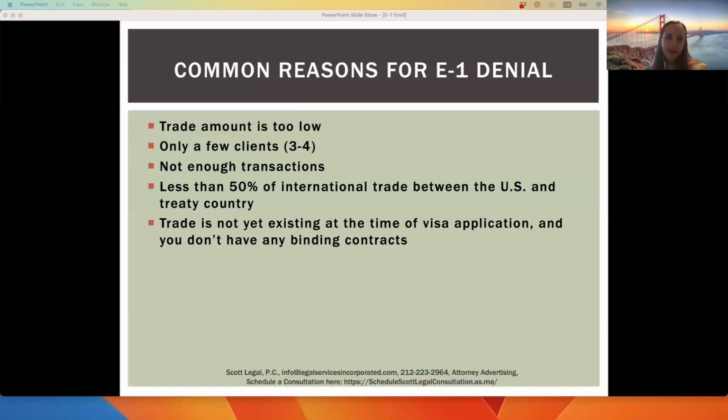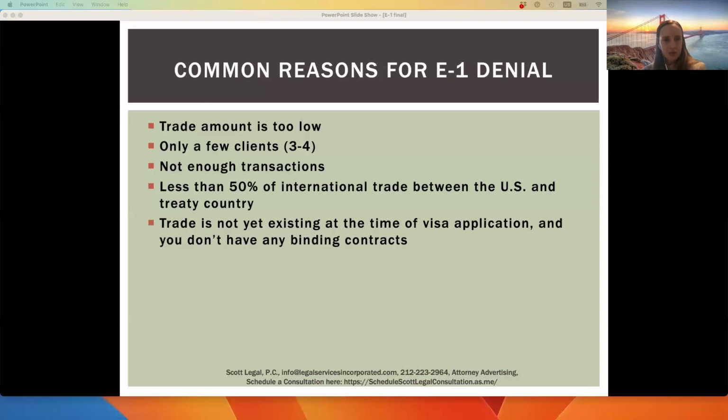And as I mentioned, if you are applying for an E-1 visa, but the trade does not exist at the time you are applying, then they will not issue the E-1 visa. Even if you submit a business plan with the application and explain the trade that is going to happen, for the E-1 there already has to be a trade happening for the government to be able to issue the visa.